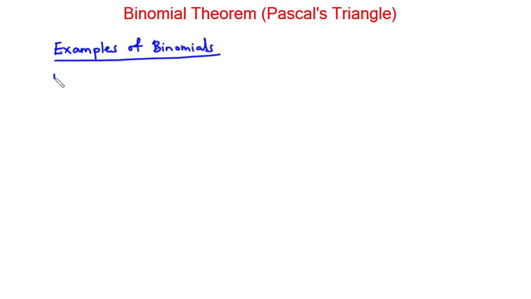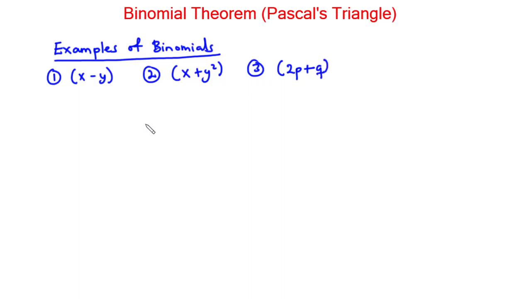So examples of binomials, we have x minus y. This is a binomial because we have two terms and this is connected by a minus sign. Secondly, we can also talk about x plus y squared. This is also a binomial. And then lastly, we can talk of 2p plus q. So these are all binomials because they have two terms and they are either connected by a plus or a minus sign.